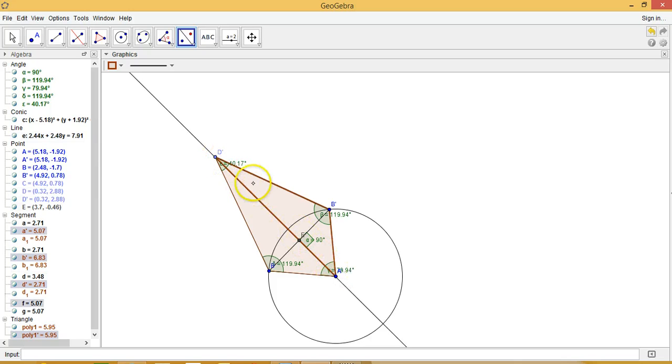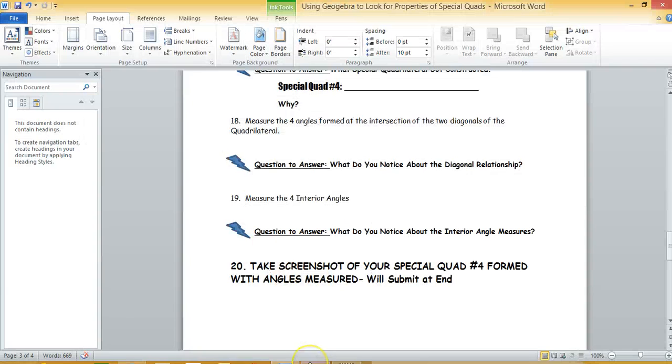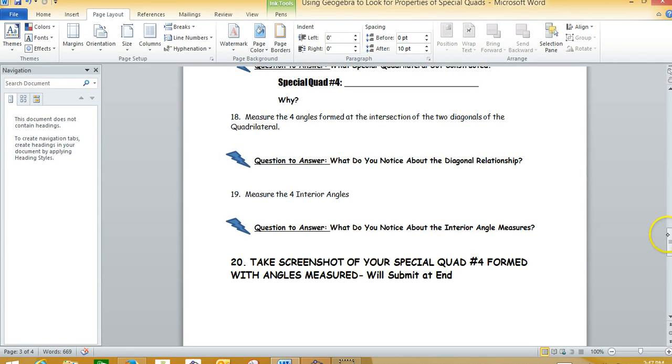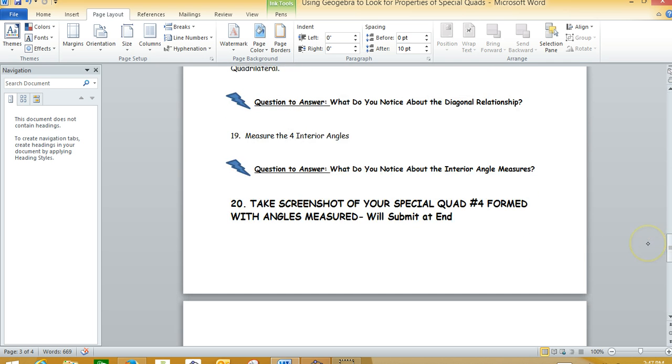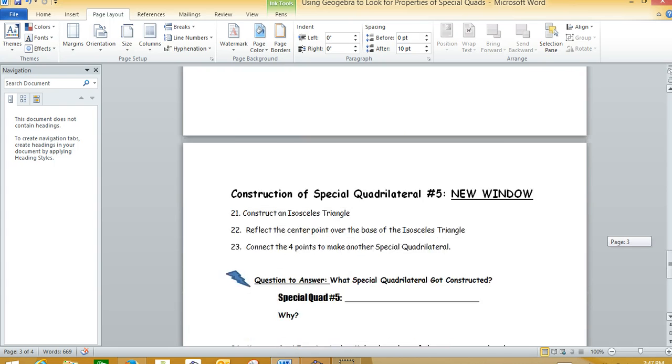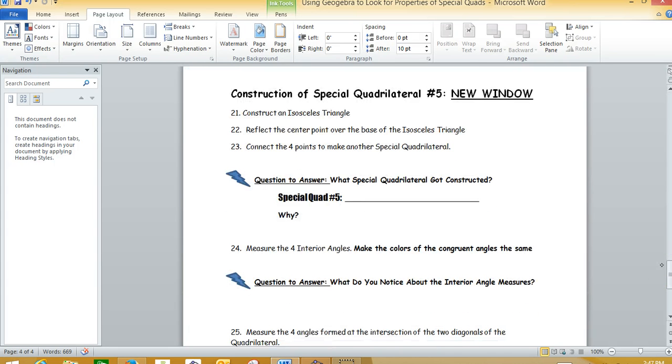Therefore, this diagonal cuts these angles exactly in half, right? It bisects the angle because of that reflection property. So we have some nice congruence and symmetry in the interior angles. So make sure you write that down. There's a pair of congruent angles, and the other 2 get bisected. Okay, so submit that or grab that screenshot.